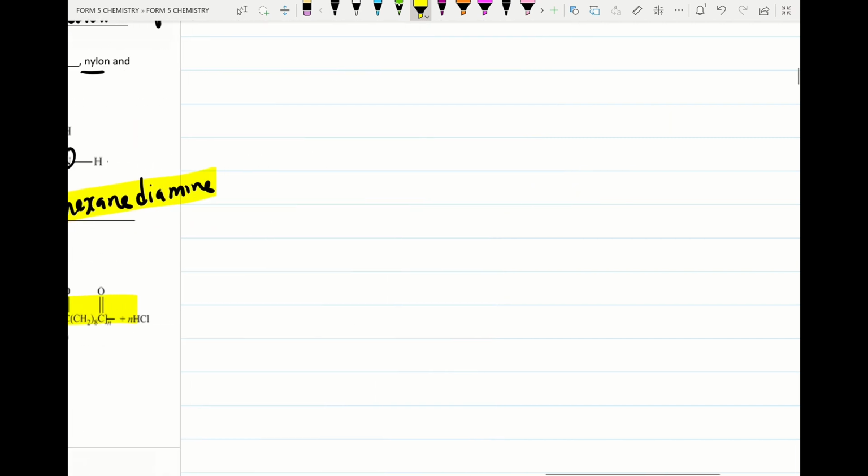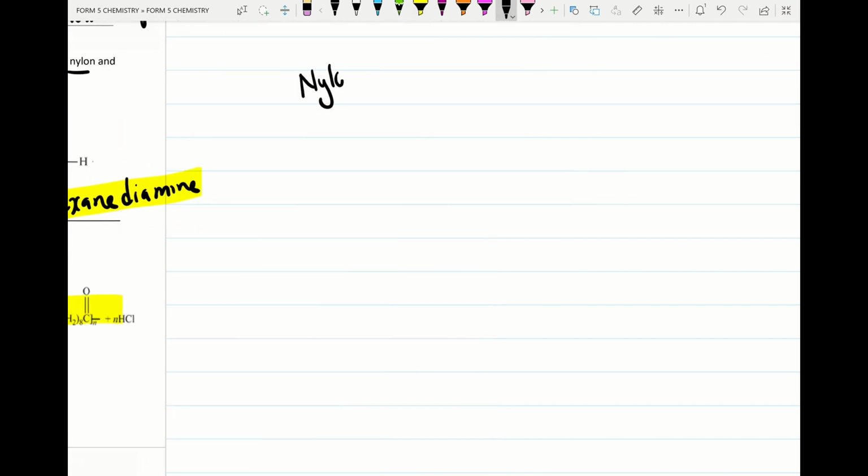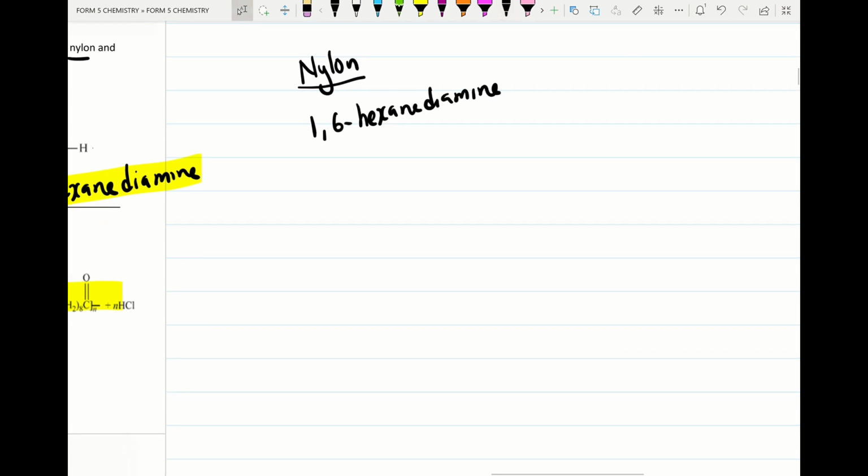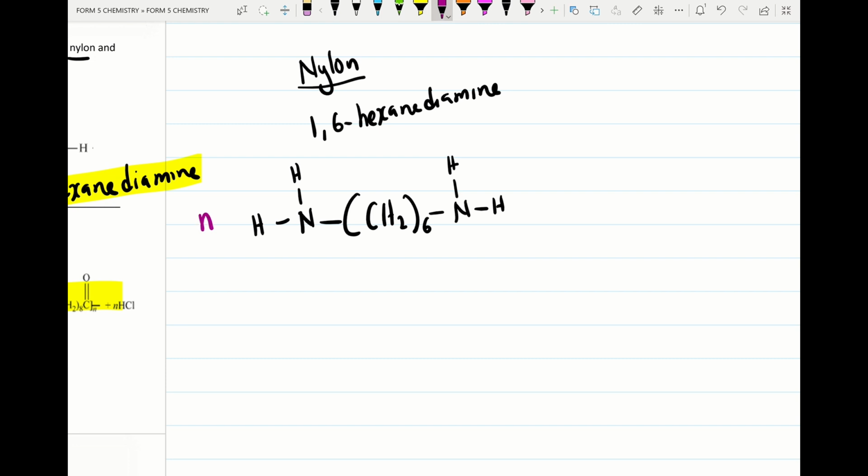We try to practice how to draw the equation for the nylon. Nylon is made up of 2 type of monomer. The first monomer is known as 1,6 hexane diamine. So I try to draw the formula for the 1,6 hexane diamine. So I put here CH2, close the bracket, I put 6 and NH2. I put the n symbol here.